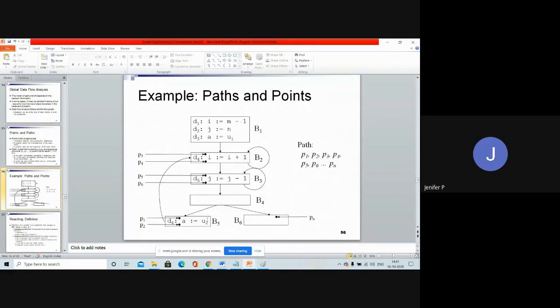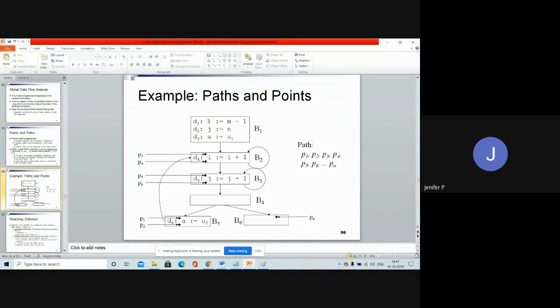B1, B2, B3, B4, B5, and B6 are called blocks of statements. The opening and closing braces are just a diagrammatic representation. There is an algorithm for defining the blocks: when you are given the code, you can find the leaders of a particular block.